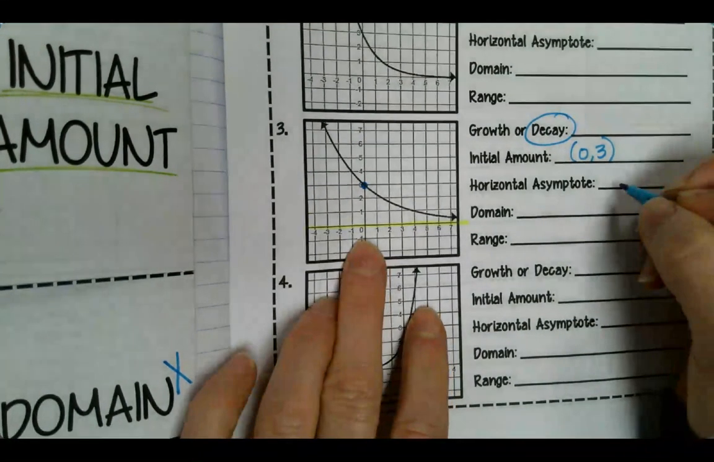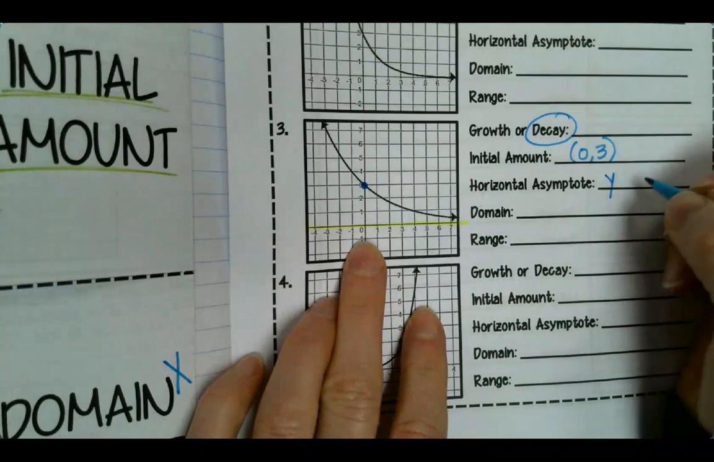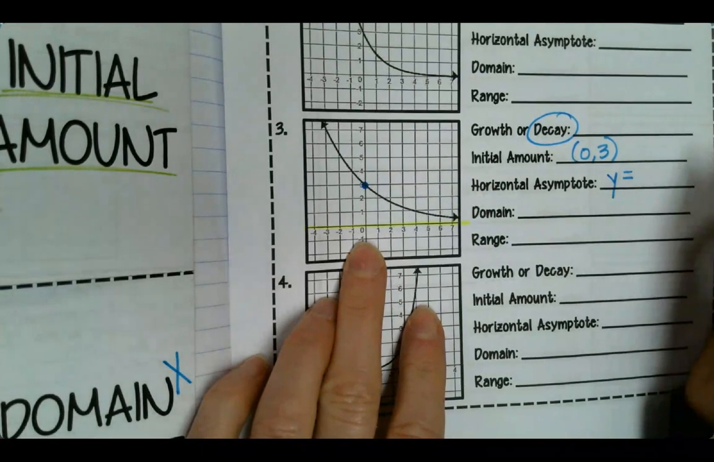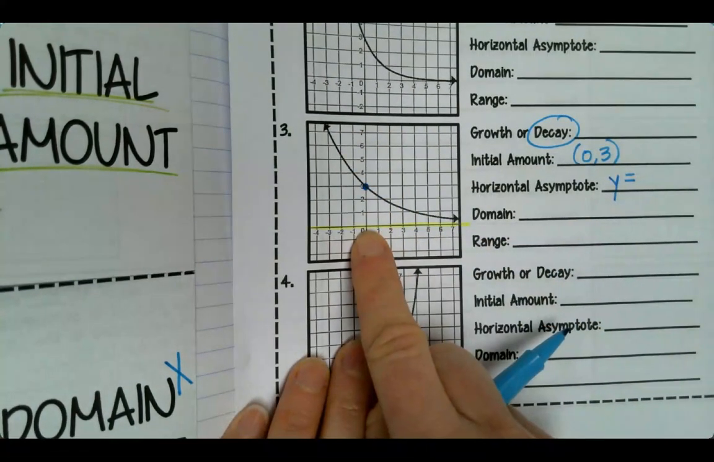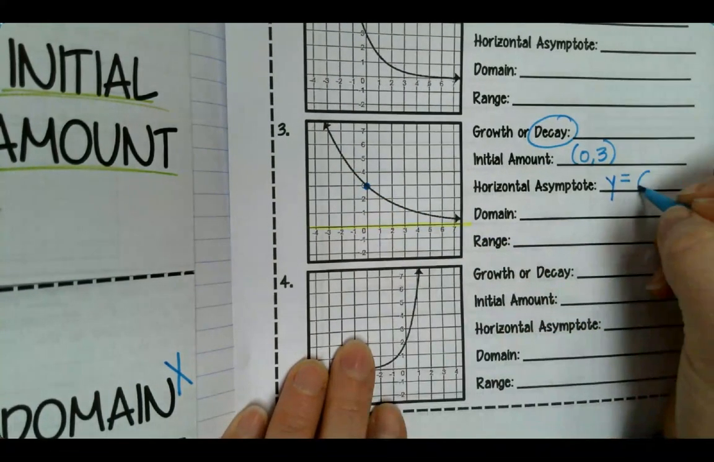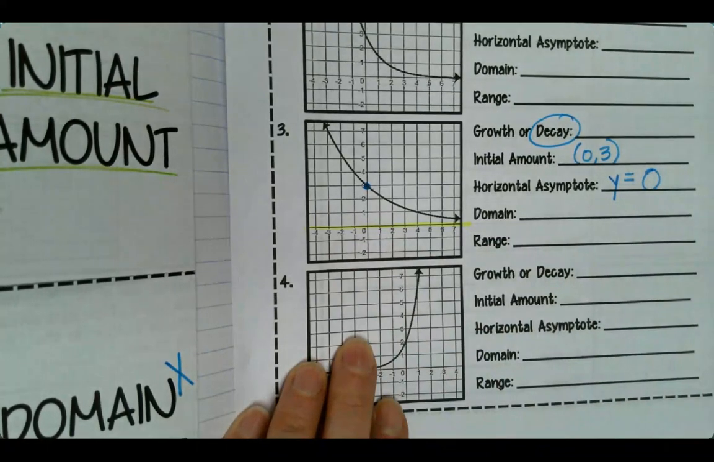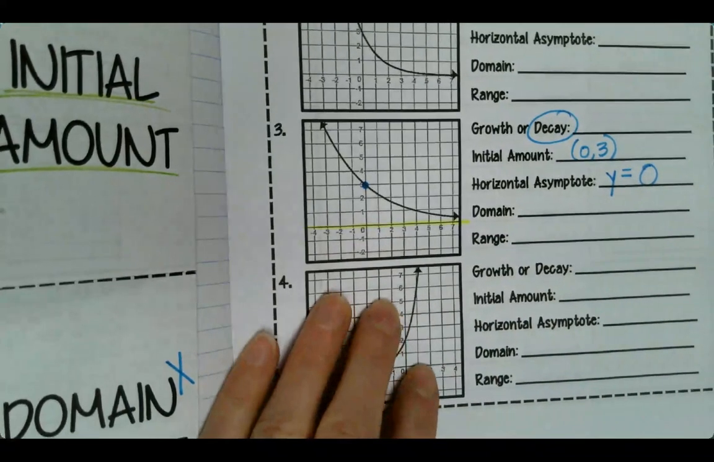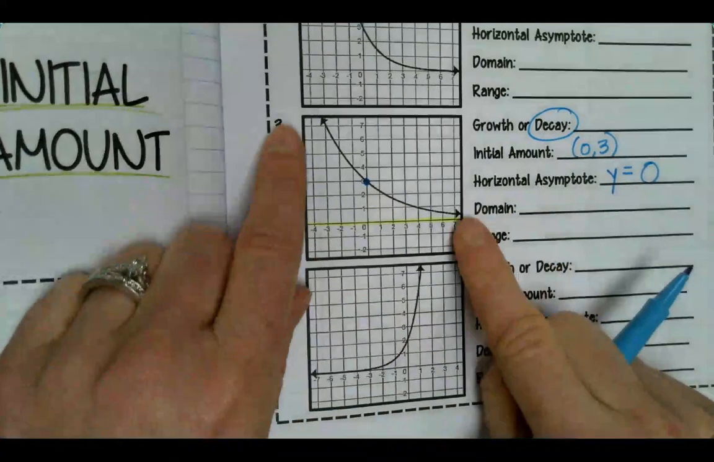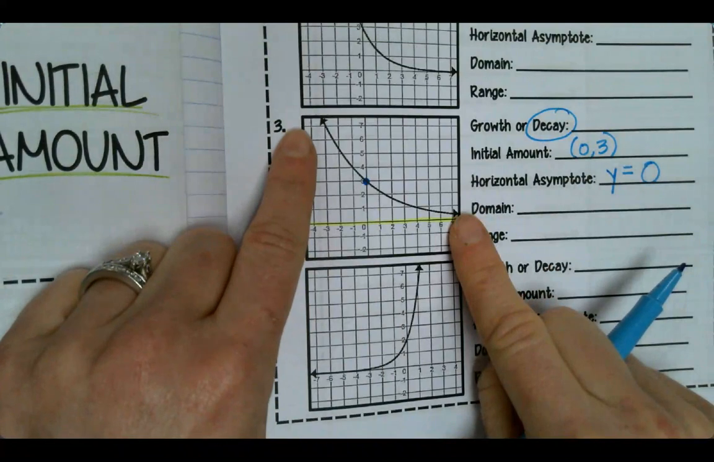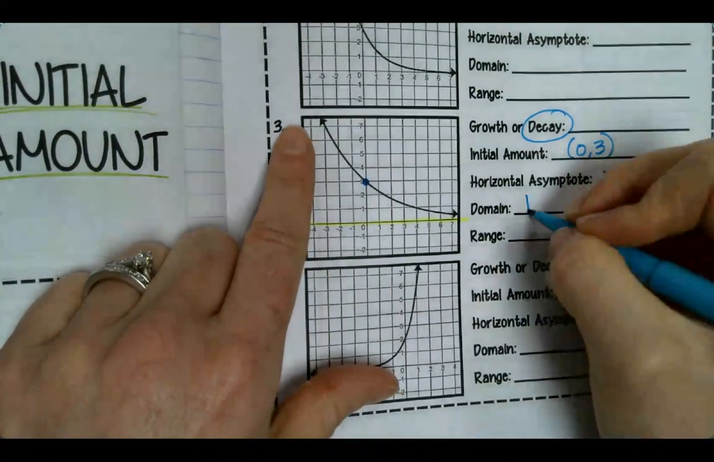So it's going to be at y equals whatever number it is on the y-axis. Remember, this is our y-axis. It's at 0. So it's the horizontal line that the graph will not cross. Our domain is left and right. These have arrows going left and right, so it's all real numbers.